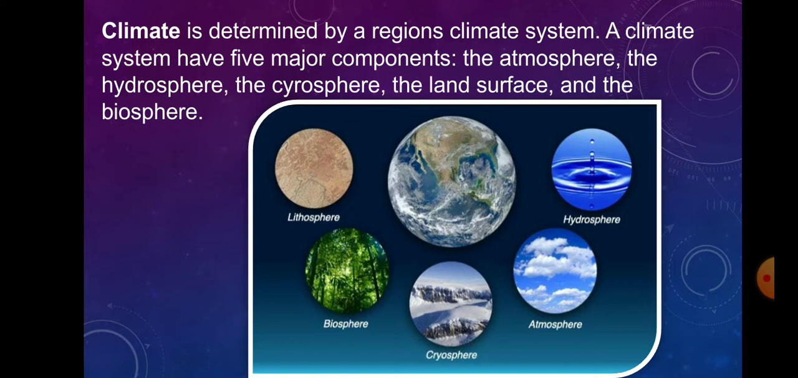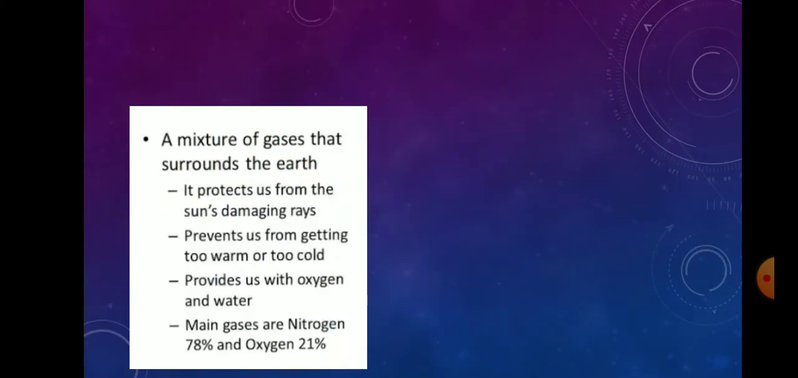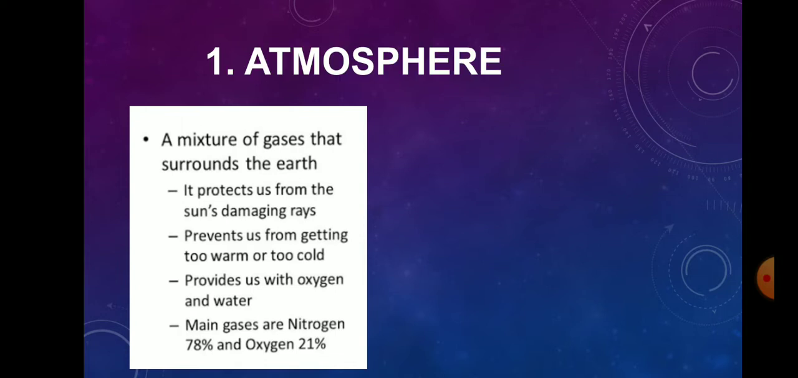To further understand the 5 major components, let us talk about one by one. Number 1, atmosphere. It is a mixture of gases that surrounds the earth. It protects us from the sun's damaging rays, prevents us from getting too warm or too cold, provides us with oxygen and water. Main gases are nitrogen, 78%, and oxygen, 21%.